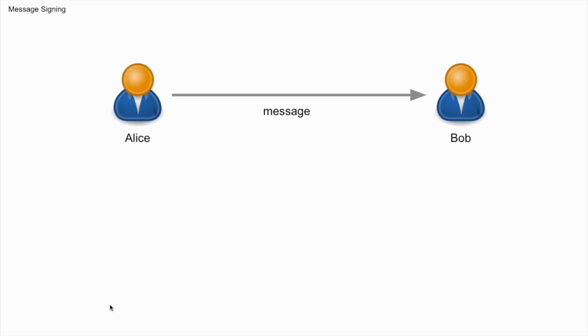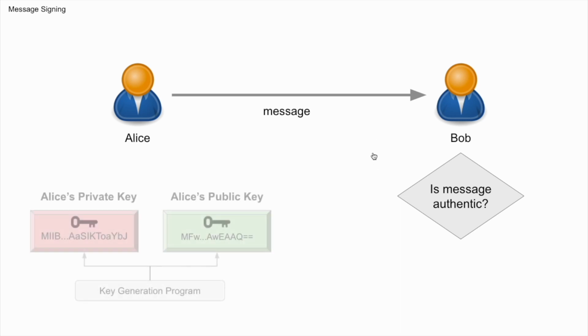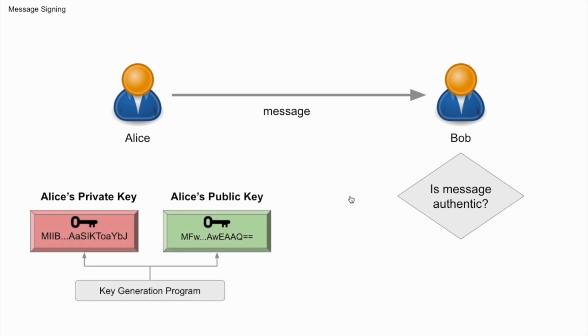So let's say Alice wants to send a message to Bob, who verifies that the message is authentic, meaning that it came from Alice and was not modified on its way to Bob. In order to achieve this, Alice needs her pair of keys. A private key to sign the message, and a public key so that Bob can verify. This pair of keys is created by a key generation program.